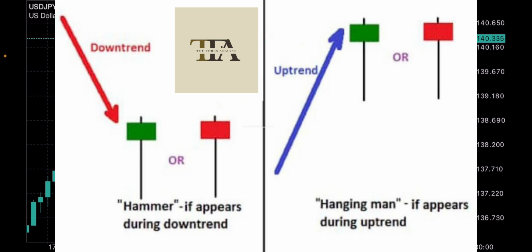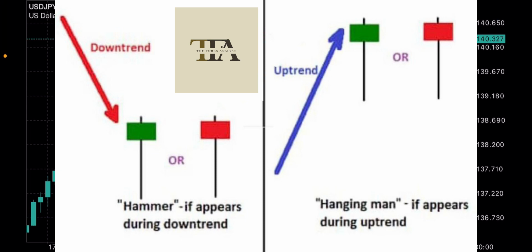So the hammer is a candlestick with a tiny body, a short wick at the top, and a long wick at the bottom. A type of candlestick with the shape of a hammer. So that's why they call it hammer. It has a tiny wick at the top, a long wick at the bottom, and a tiny body.